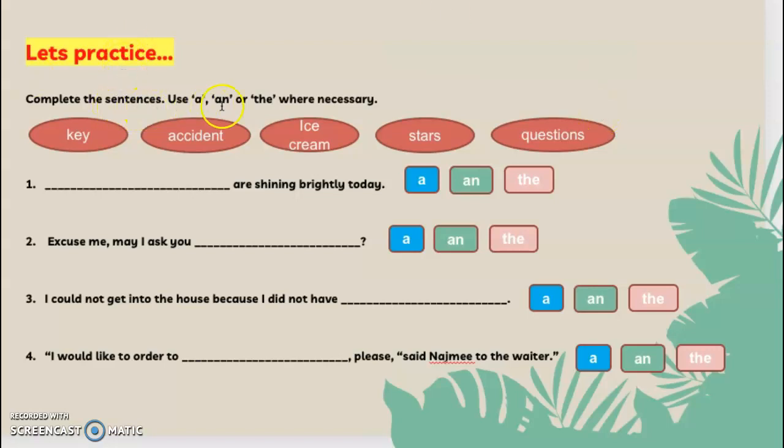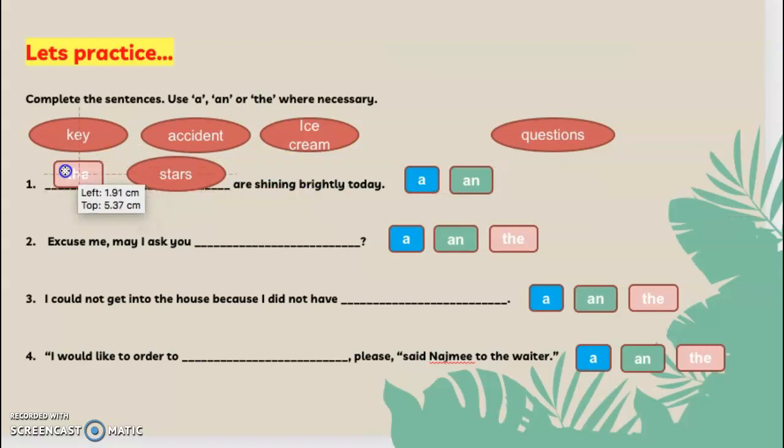Complete the sentences, using a, an and/or the where necessary. They have given you a few words, so you have to add a, an and/or the at the beginning of the noun. "What are shining brightly today?" Stars. First we put the stars. A star, an star, or the star? It's definitely not a, and an is out. Why? Because stars here is plural. There is an S here, right? So the stars, very specific. The stars are shining brightly today.